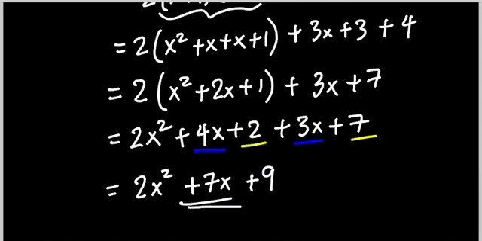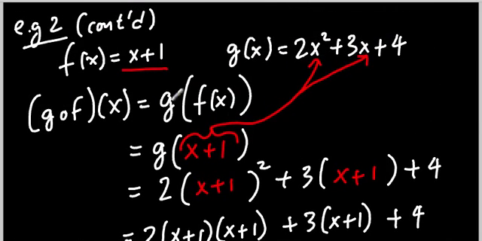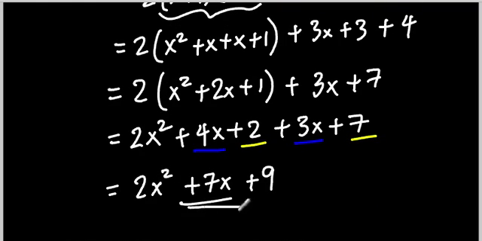And we're done. So in other words, in this case, g of f of x, this was a little bit lengthy, but the final expression is 2x squared plus 7x plus 9. In the next video, I will show you one more example of composition of functions.